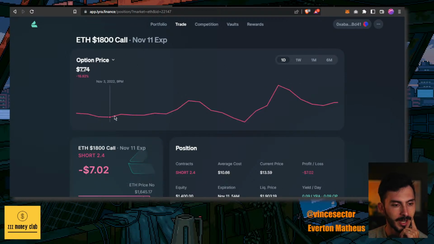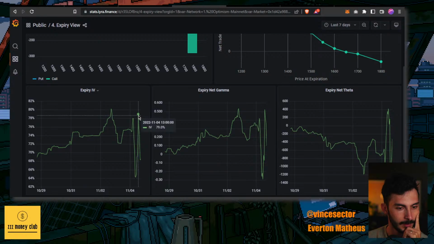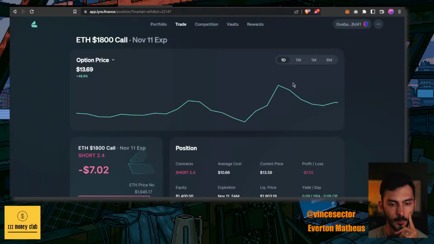Here we can see the price itself of the option in the last day. You see where there was that spike in volatility, it was 20 bucks. So if I had sold right here, right now, I would be in the green. This was what, 12 p.m.? So at 1 p.m., which is when we saw the volatility, right? Yeah, 1 p.m. it was 79% implied volatility. At 1 p.m. this was $18. So you see right here, this would have been a perfect time to sell these options.